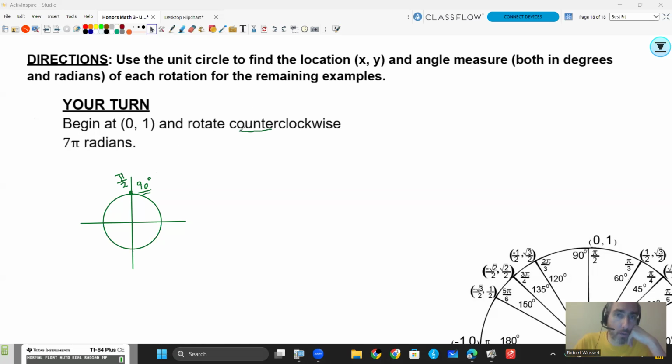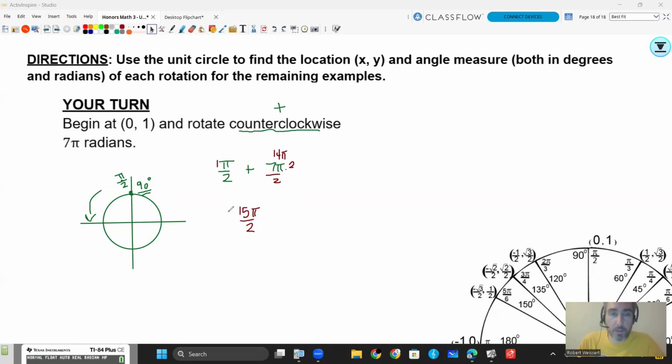So we're going to go counterclockwise. And so to go counterclockwise, we're going to add. Add counterclockwise is going in this direction. So we want to take pi over 2, and we want to add 7 pi. So if we convert that, that's going to be multiplied by 2, multiplied by 2, that's going to be 14 pi. That's going to give me, that's 1 pi, so it's going to be 15 pi over 2.